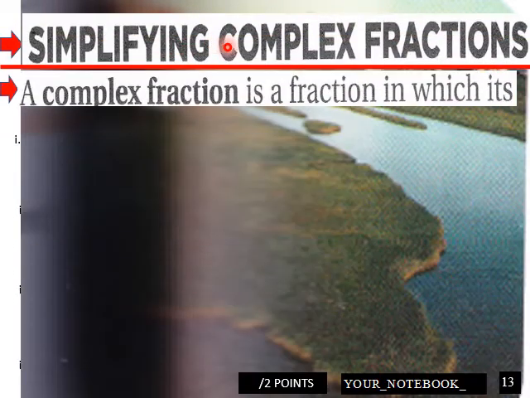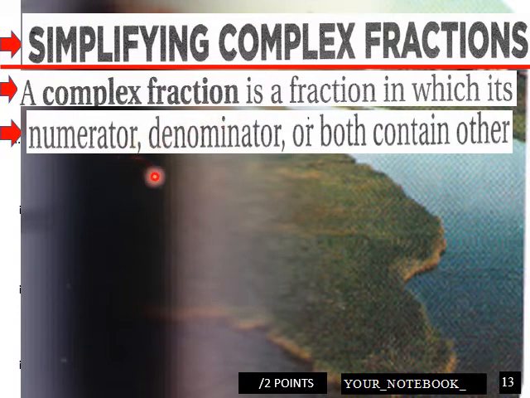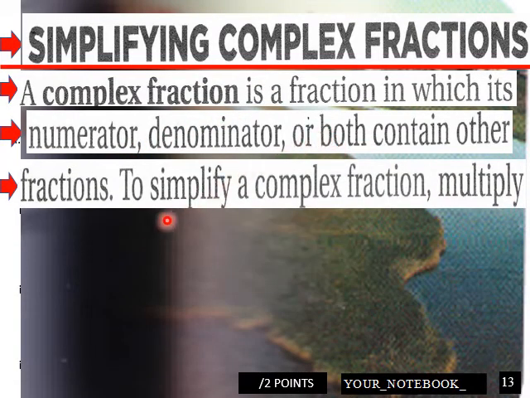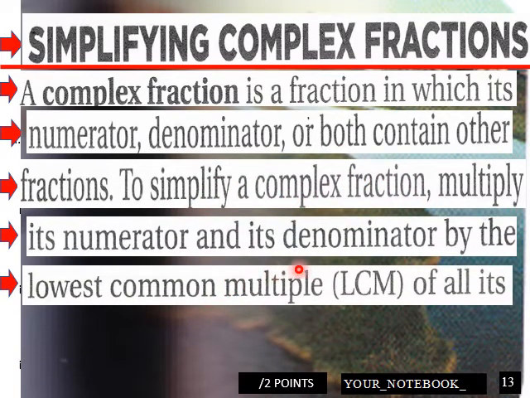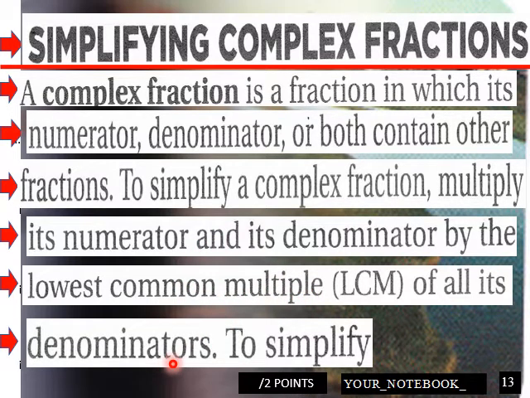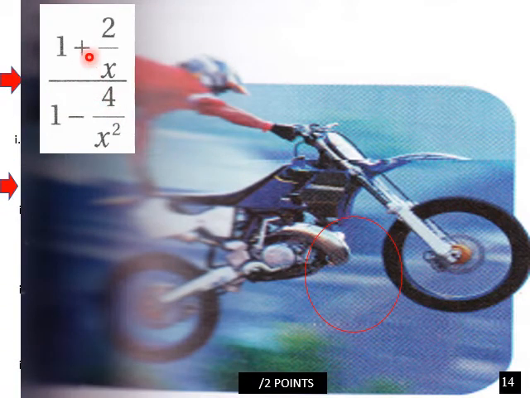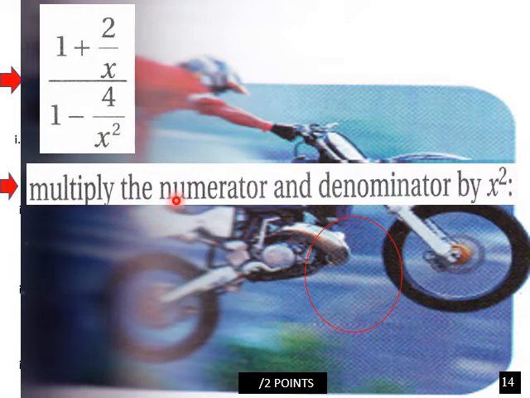Okay, simplifying complex fractions. A complex fraction is a fraction in which its numerator, denominator, or both contain other fractions. To simplify a complex fraction, multiply its numerator and denominator by the lowest common multiple of all of its denominators. Simplify this situation here, 1 plus 2 over x over 1 minus 4 over x squared. Multiply the numerator and denominator by x squared.